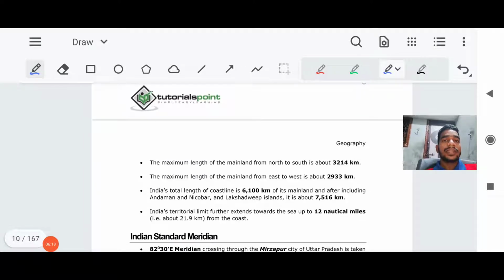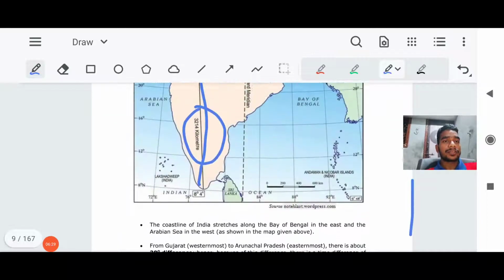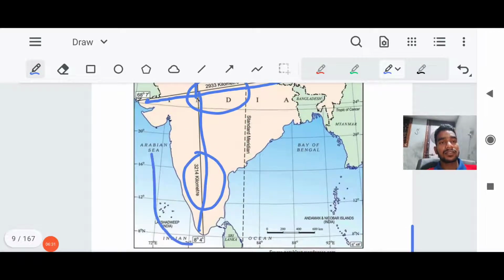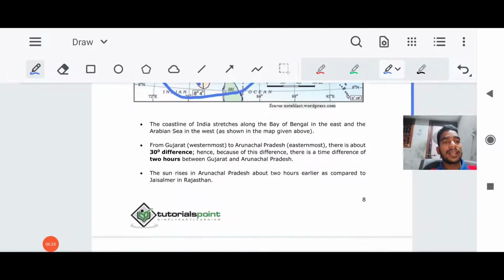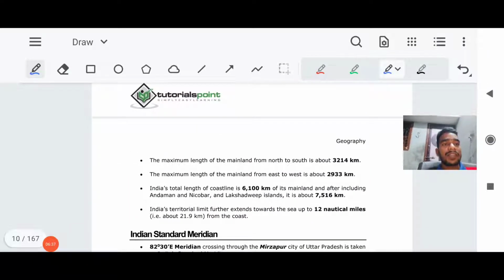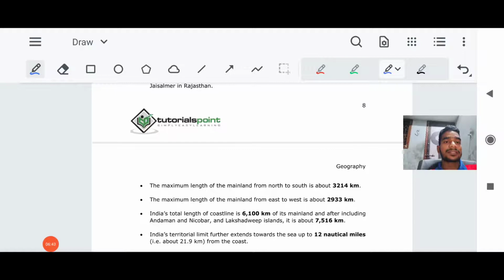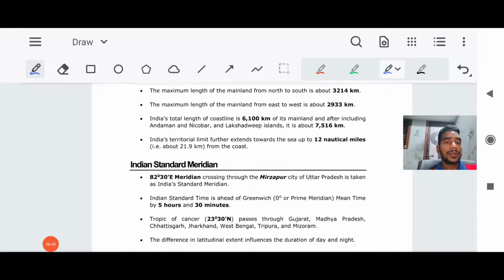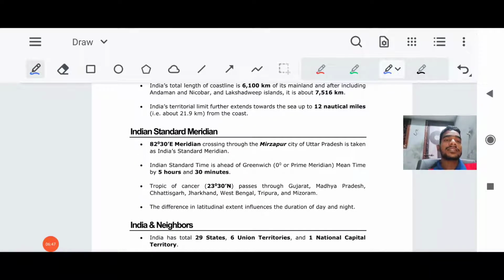So India's total length of coastline is 6100 km for its mainland, and after including the Andaman and Nicobar and Lakshadweep Islands, it is about 7516 km. So you can see this distance is 6100 kilometers, and including Lakshadweep and Andaman, it is 7516 km. India's territorial limit further extends towards the sea up to 12 nautical miles if we also consider the coast. Okay, now let us talk about the Indian Standard Meridian.